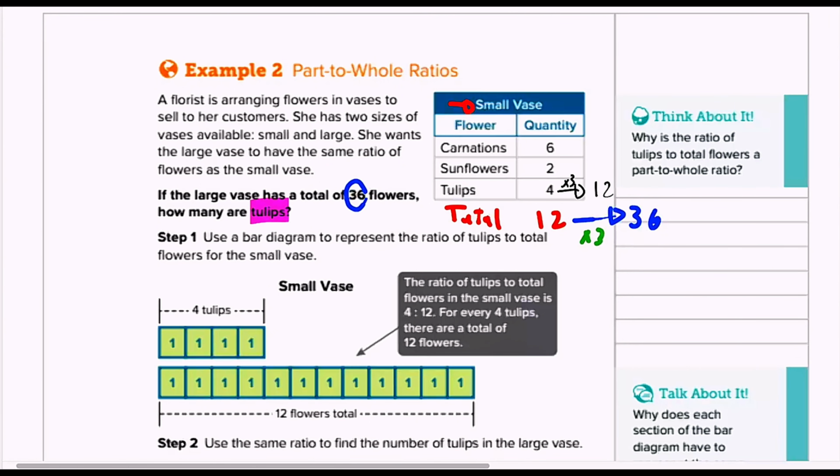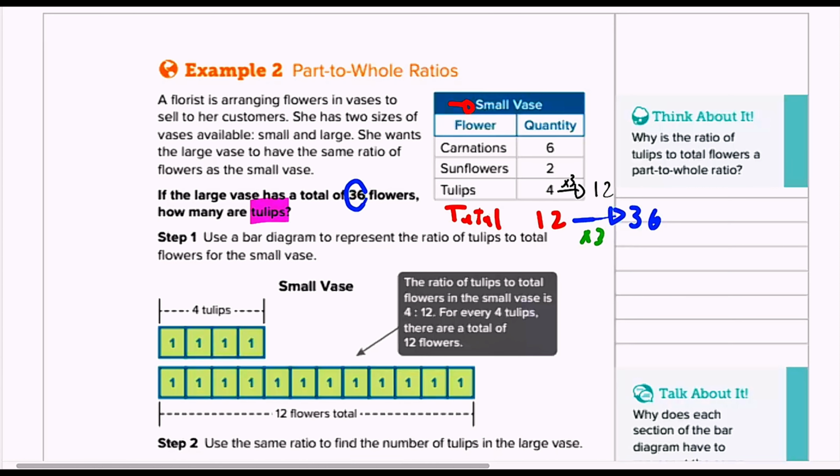If we have 4 flowers of tulip in the small vase, we have 12 flowers of tulips in the large vase. How could you find that? By discovering this amount 3, because each section of flowers in the small vase represents 3 in the large vase, meaning 3 times as many in the large vase. So we need to multiply by 3 each quantity we have here in the small vase.